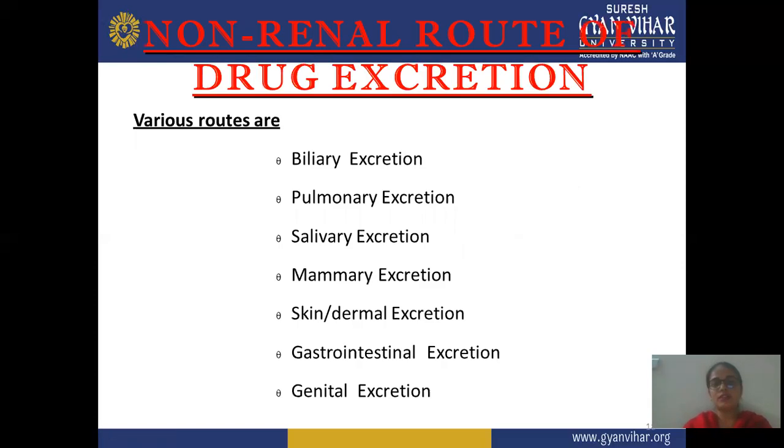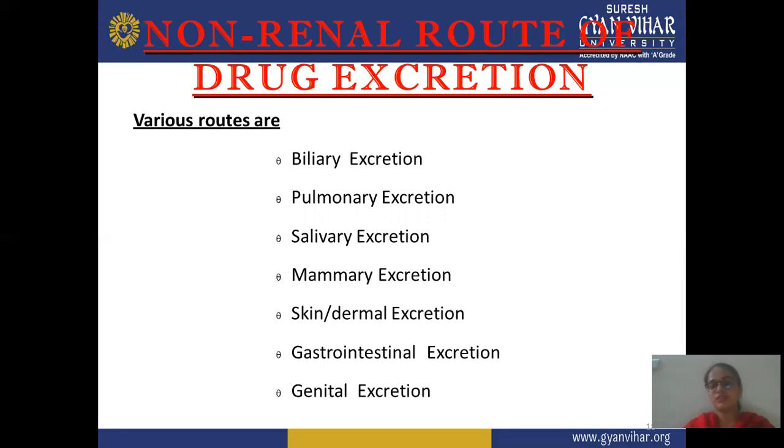These are the non-renal routes of drug excretion, or the classification of non-renal routes. First is salivary excretion, second is pulmonary excretion, third is biliary excretion, fourth is mammary excretion, fifth is skin and dermal excretion, sixth is gastrointestinal excretion, and next is genital excretion. These are the subtypes, or different routes, of non-renal excretion.